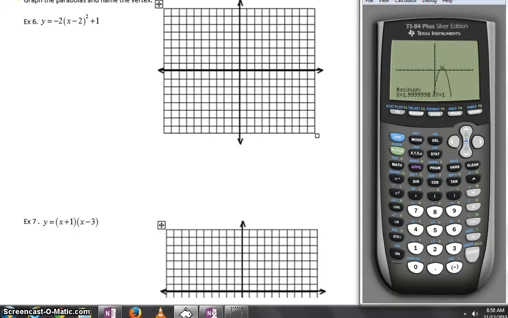So now we're going to go to the table. Hit second graph. And we said that you want to make sure that your vertex is in the middle of the screen. It pretty much is right now. You can see that 2 is right there. We're always going to go a couple of steps above and below, or to the right and to the left of that vertex. You can see, yeah, we're at 2, 1. We're at 1, -1, and we're at 0, -7. Here we're at 3, -1.